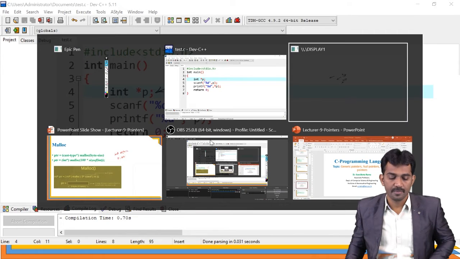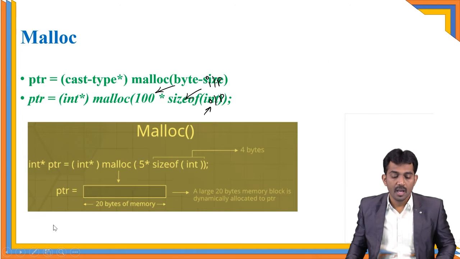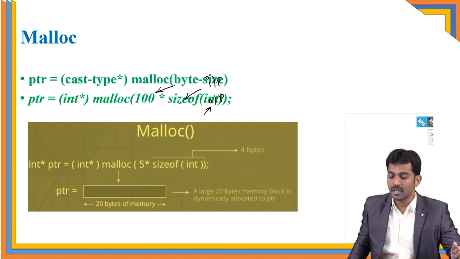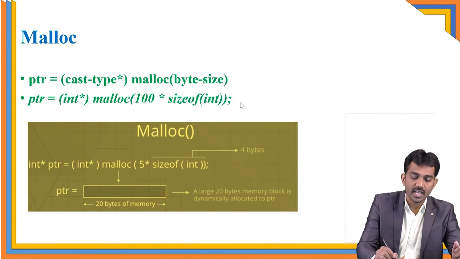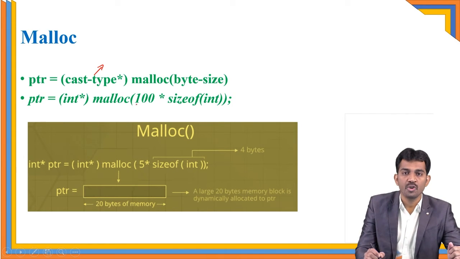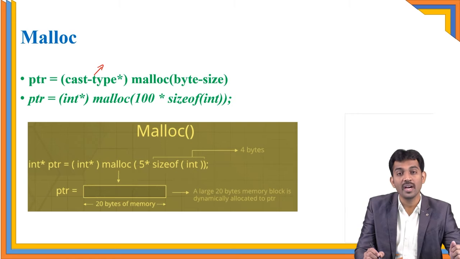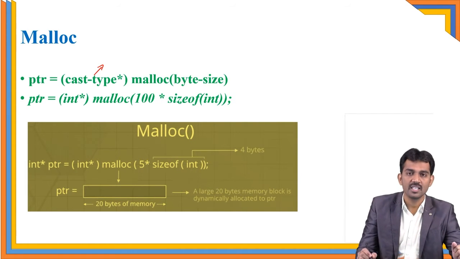The first one is malloc. Malloc is the function that is going to allocate the memory. The syntax of malloc, observe carefully, starts with the cast type. Which type of data are you going to assign? Is it integer, float, or what kind of data are you going to store in the allocated memory? This is the cast type.